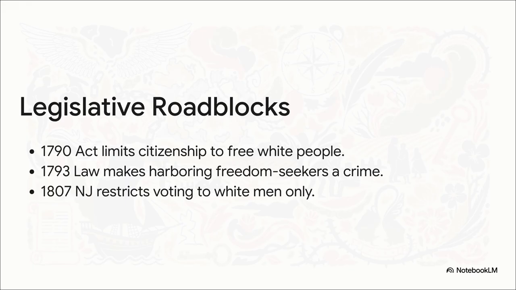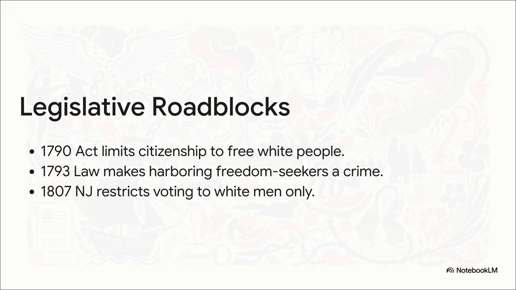Take the 1790 Naturalization Act. It strictly limited federal citizenship to free white people. Then Congress passes the 1793 Fugitive Slave Law, making it a federal crime to harbor a freedom-seeking enslaved person. That meant free black people in the North faced the constant, terrifying risk of being kidnapped and dragged south with zero political recourse. In New Jersey, they actually went backwards.